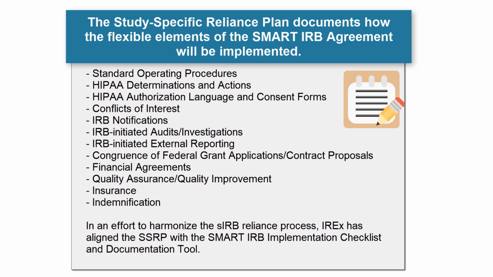These flexible elements include parts of the IRB review, like SOPs and HIPAA determinations and actions, as well as institution-level decisions around insurance and indemnification. The SSRP aligns with the SMART IRB implementation checklist and documentation tool.